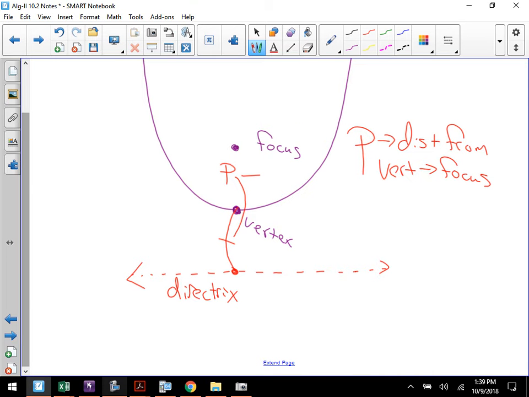Wait, so can the focus be anywhere? The focus can be anywhere. Does it have to be on the axis? Yes. And that's where we're getting at. This works for all of them, whether it's left or right, up or down.